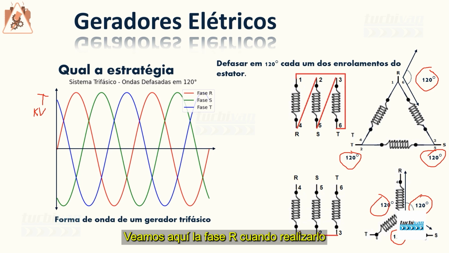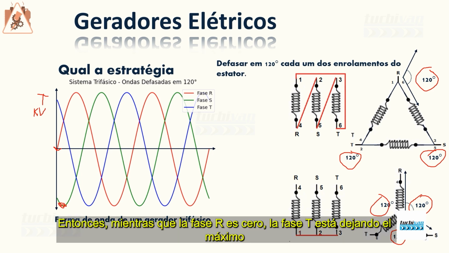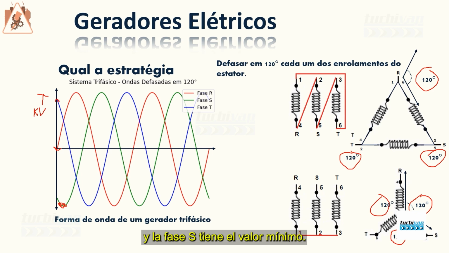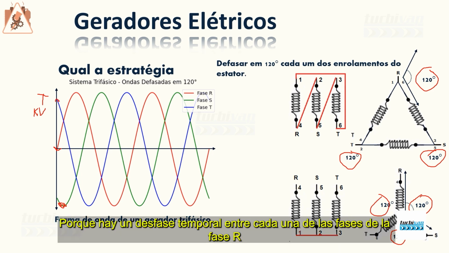So while the R phase is 0, the T phase is leaving the maximum, and the S phase has the minimum value. And why? Because there is a time lag between each of the phases, the R phase, the S phase and the T phase, of 120 degrees. Each of these phases here is 120 degrees out of phase with each other. That's where it's going to get you to how we managed to measure the voltage as well.